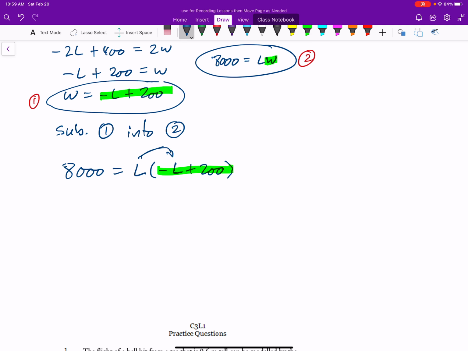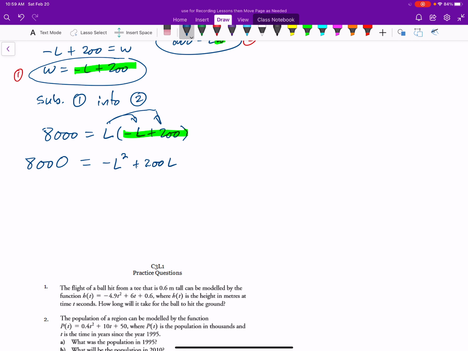So that's how substitution works. I can expand it out and simplify it. I can do the distributive law. I can bring this 8,000 to the other side. So let's do that. And that's the second step. So I'll leave the 8,000 on the left for now. But if I expand, I get negative L squared plus 200L. Now if I bring the 8,000, actually I'm going to leave the 8,000 where it is. I'm going to bring the right side over to the left. That'll get rid of that negative. So then I'll have positive L squared minus 200L plus 8,000 equals 0.